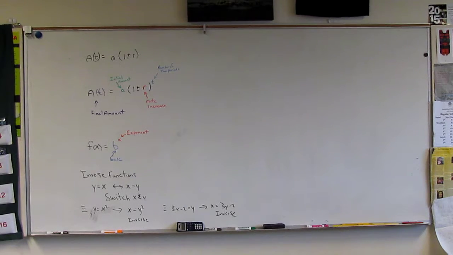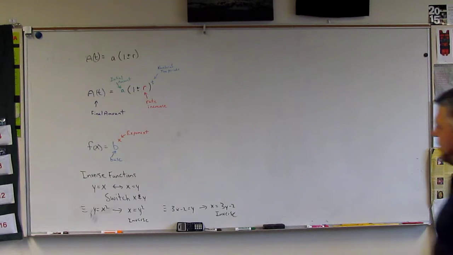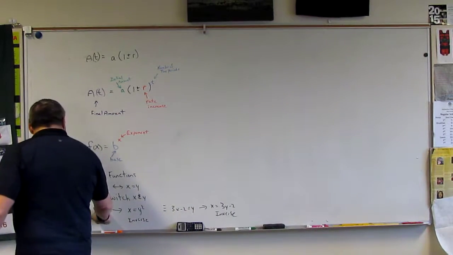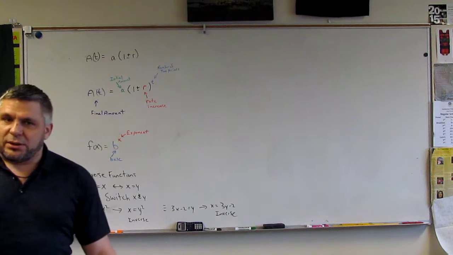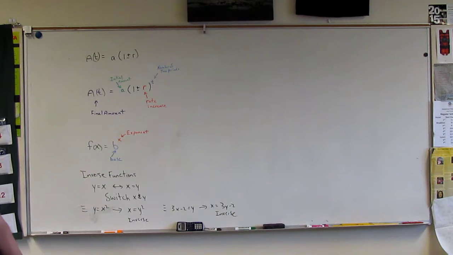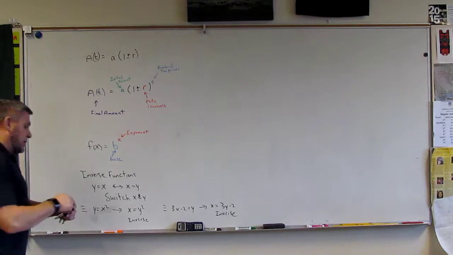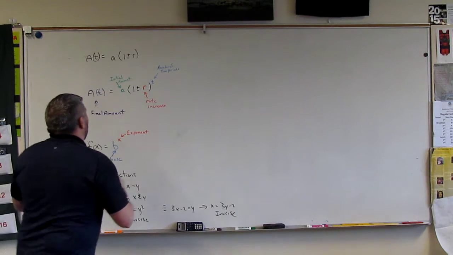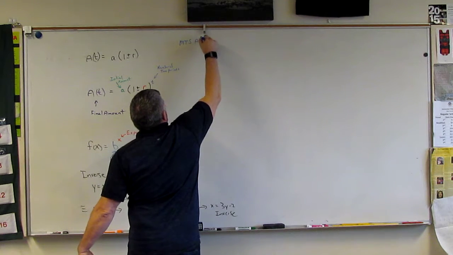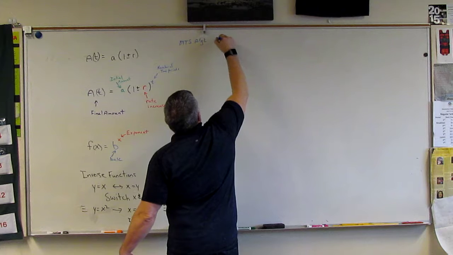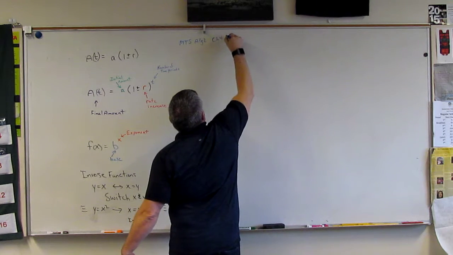Alright, so this is going to be 4.1 and 4.2. In 4.1 and 4.2 you're going to learn two basic things. You're going to learn inverse functions in 4.2, and you're going to learn exponential growth and exponential decay in 4.1. That's going to be MTS ALG2, and then this is going to be Chapter 4 notes.